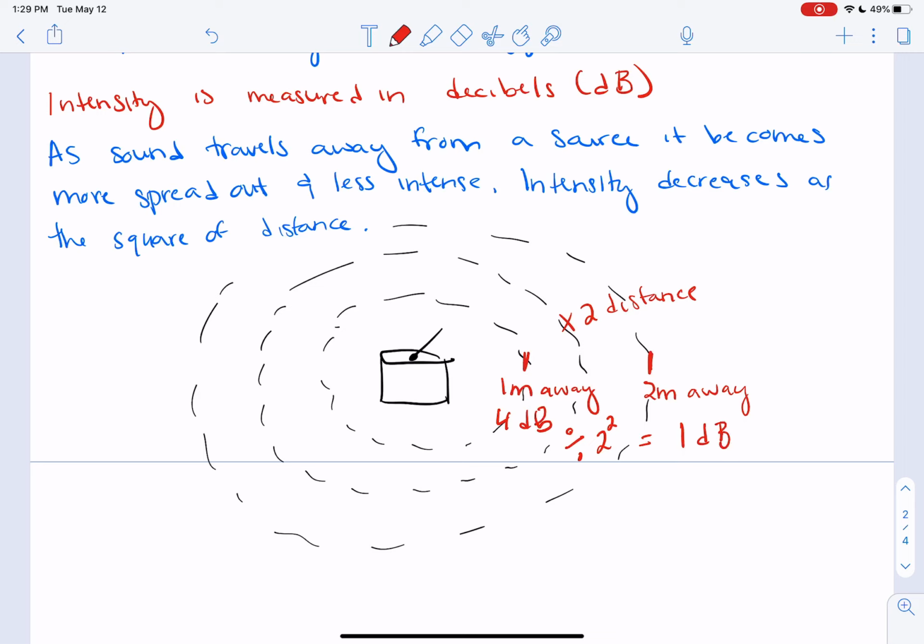Okay, this should have been capitalized. So this is what I mean by intensity decreases as the square of distance. As you move away, it becomes less intense, the sound wave spreads out more. So if you double the distance, the intensity is going to decrease to 1/4. Okay, that's what that means. All right, so that is everything about intensity.